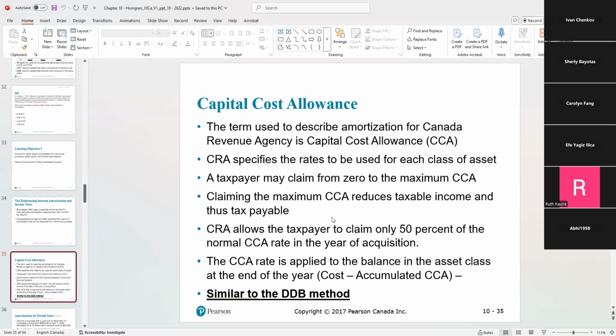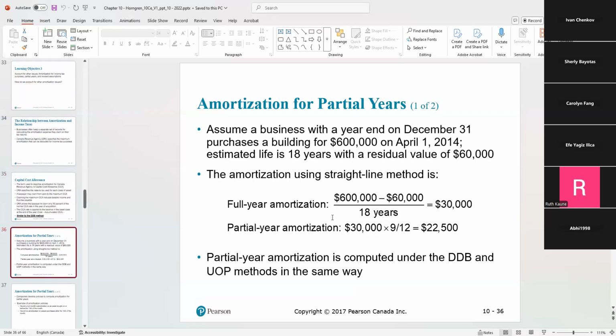The method that we use is called capital cost allowance. That's what I want you to know at this point. For different assets, they group the assets into classes, and for each class, they tell you what percentage to use. It looks like a declining method using the declining balance principle, but with different percentages for different types of properties.